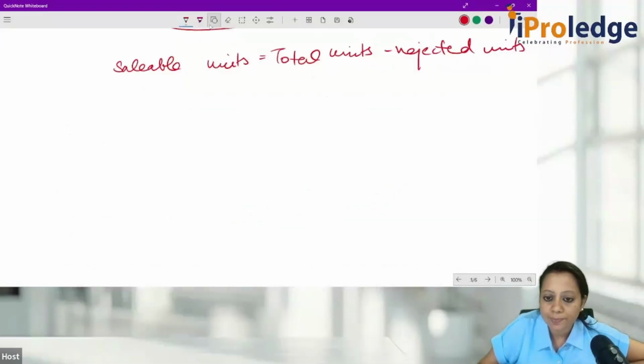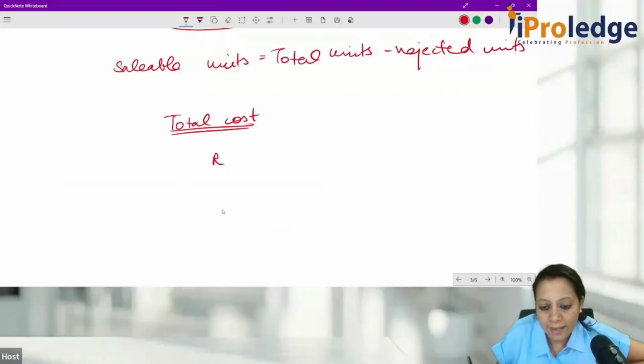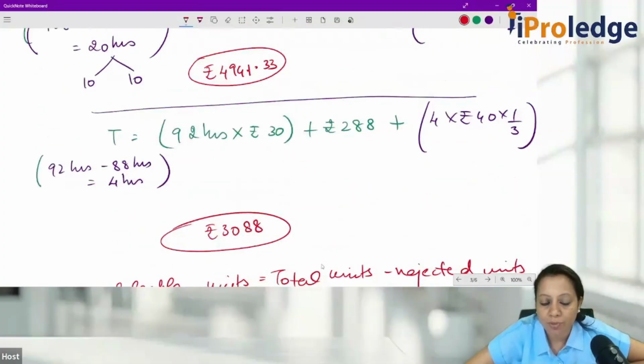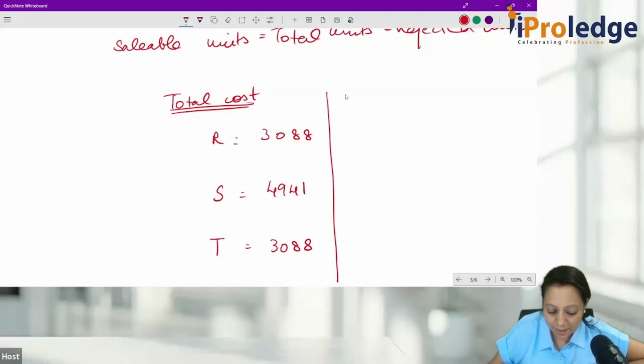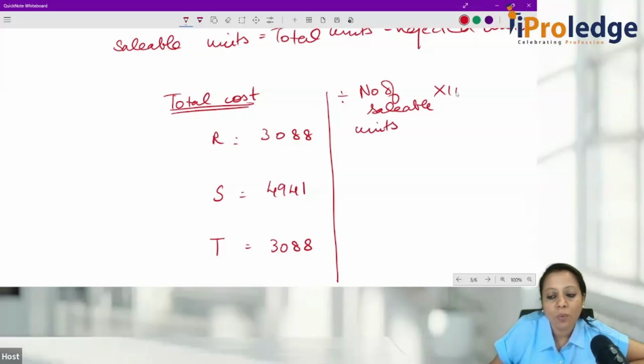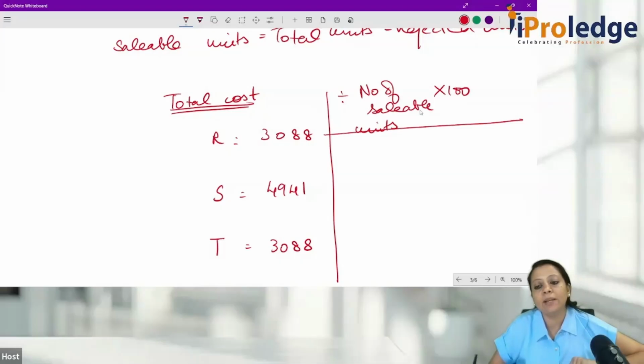So first we will write the total cost for R, S and T. I remember 3088 for both R and T, correct? Yes. And I'm leaving out the decimals because we have to go forward. 4941. In the exam, please take two decimals. So now divided by number of saleable units, correct? Into 100. Why? Because per 100 saleable units is what they have asked. Am I correct, students? Yes.